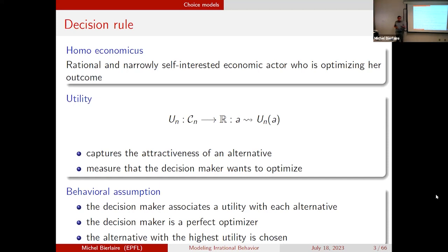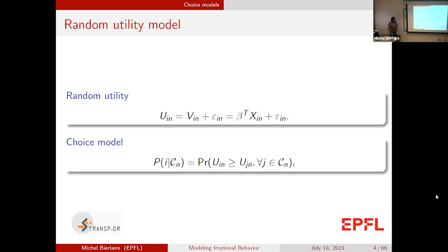We assume that individuals solve an optimization problem, which is very appealing for us as we like optimization. The problem is that you don't observe utility in practice. I mean, even people themselves don't know about this concept of utility. So the way we model it is using a random variable. Okay, so this notation here is the utility that an individual n associates with an option i.